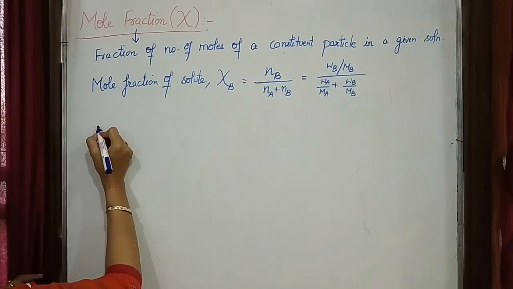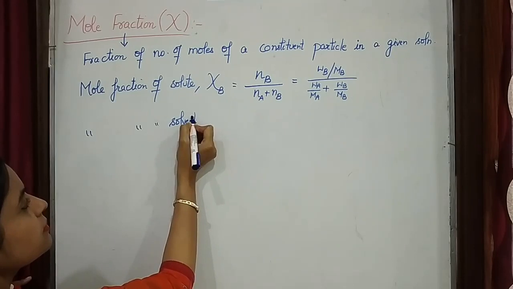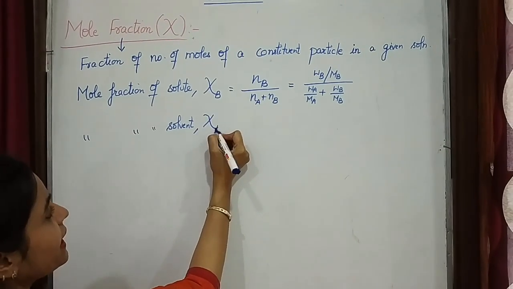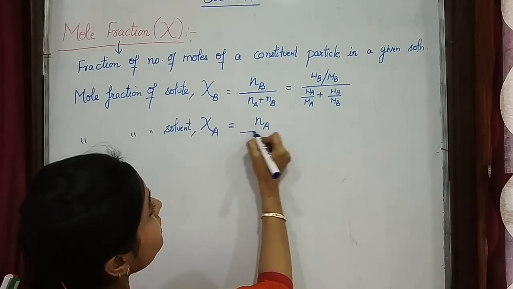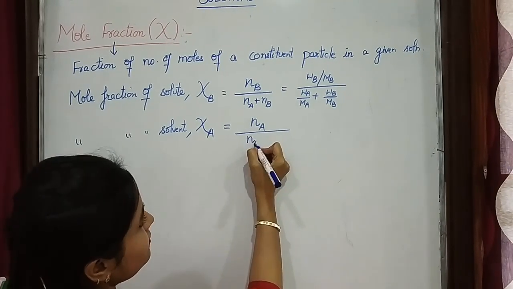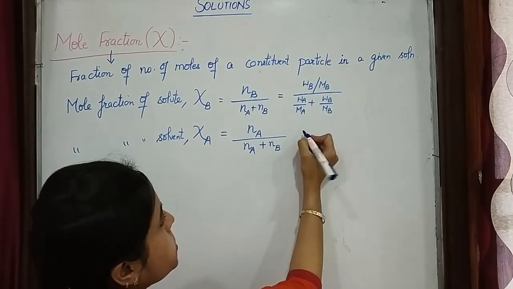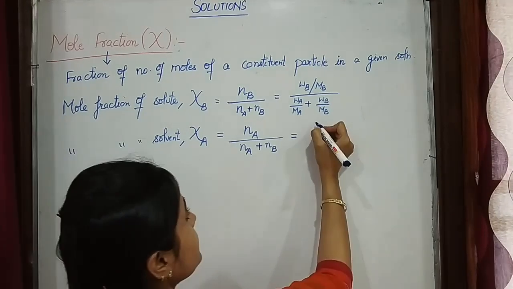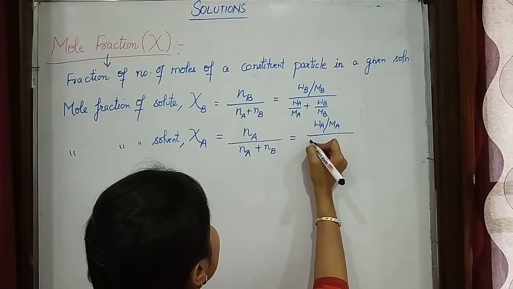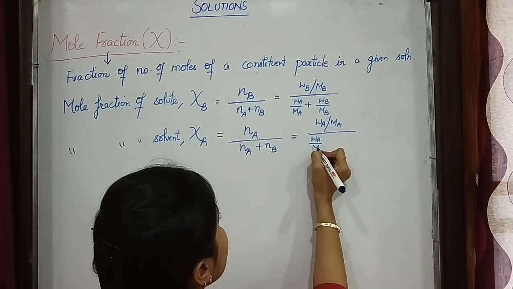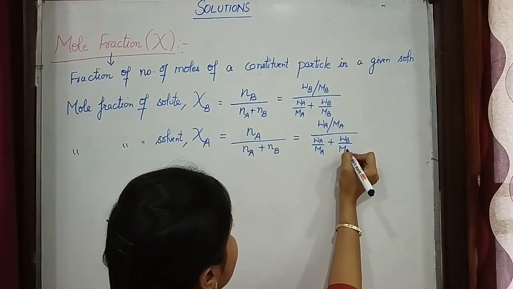Similarly, the mole fraction of solvent is represented by chi A, and it is equal to the number of moles of solvent upon the total number of moles in the solution, which is the number of moles of solvent and solute. And it can also be written as Wa upon Ma divided by Wa upon Ma plus Wb upon Mb.